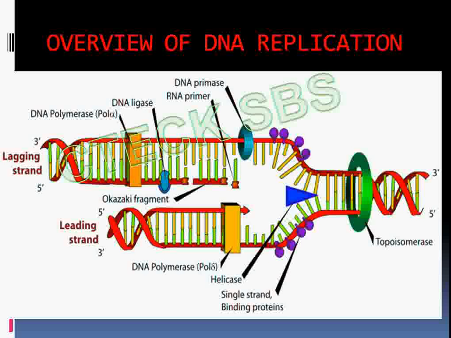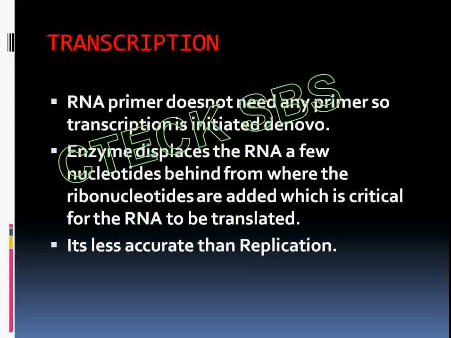Now once this is formed, we can go to transcription. In transcription, the DNA which is formed is converted into an RNA, so that RNA can be used as a raw material in the process of translation. It is actually very less accurate than replication.